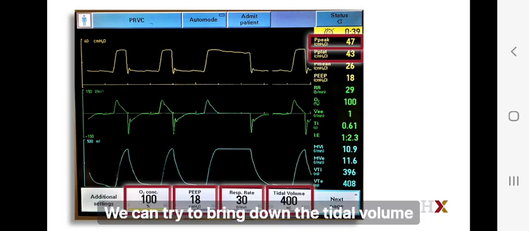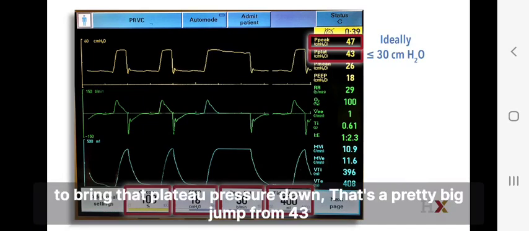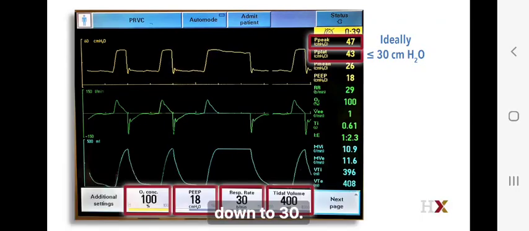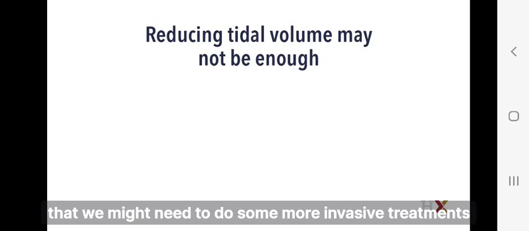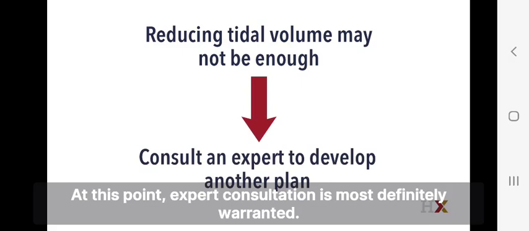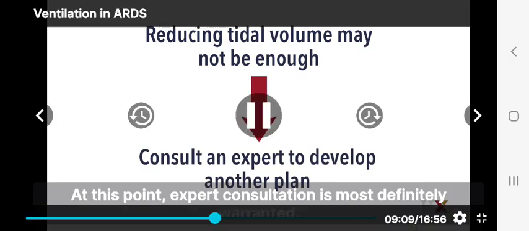We can try to bring down the tidal volume to bring that plateau pressure down. That's a pretty big jump from 43 down to 30. When we see levels like this, we start to think that we might need to do some more invasive treatments and have another plan. At this point, expert consultation is most definitely warranted.